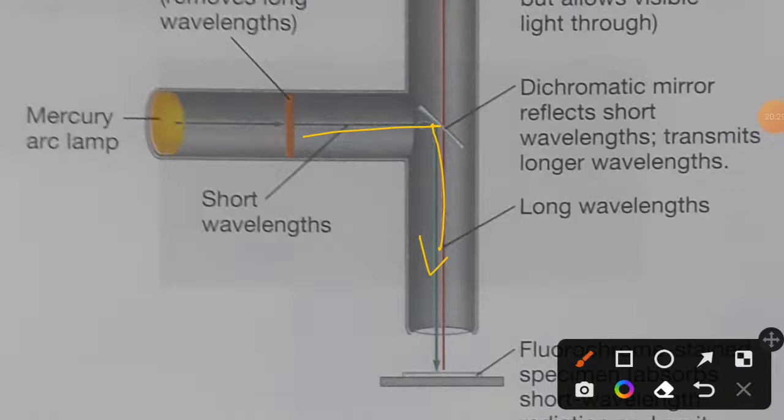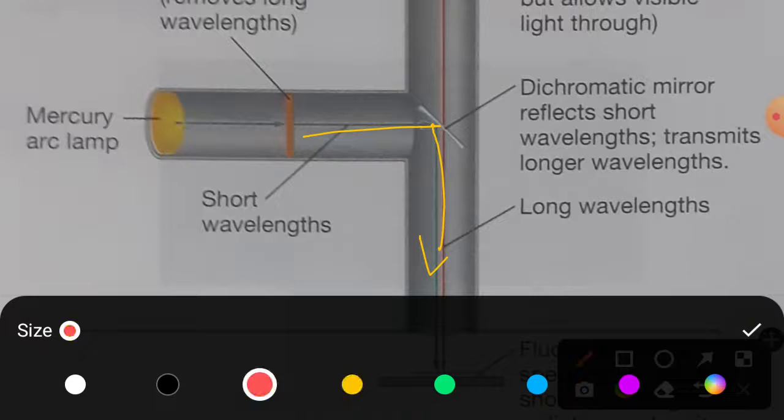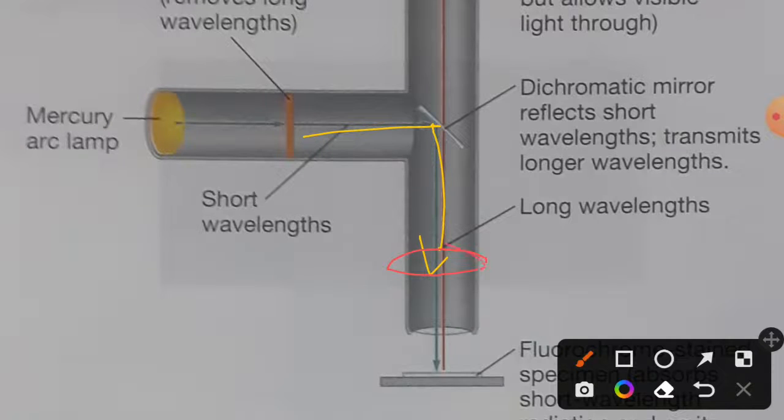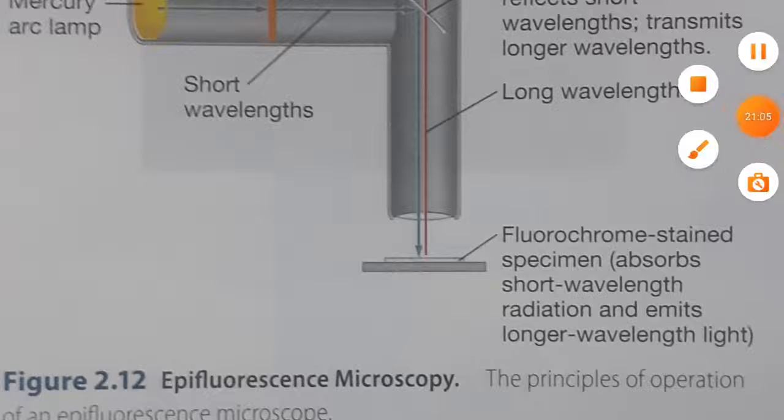Now after being reflected by the dichromatic mirror, the light will go downward, towards the specimen side of the microscope, and during this time it will face the objective lens. Here the objective lens will play the role of a condenser lens. The objective lens will work as a condenser for only the shorter wavelength of light, and it will condense the light towards the specimen. And let me tell you, this specimen is already stained with the fluorochrome.